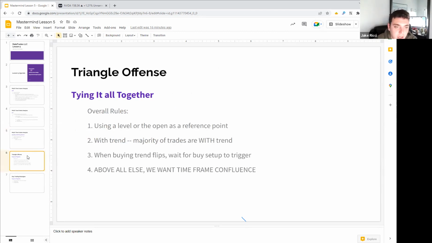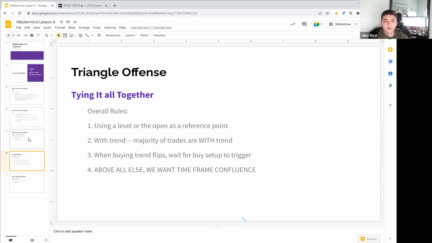All right. So now let's tie everything together and create some sort of firm and concrete rules. Okay, so tying it all together, right?